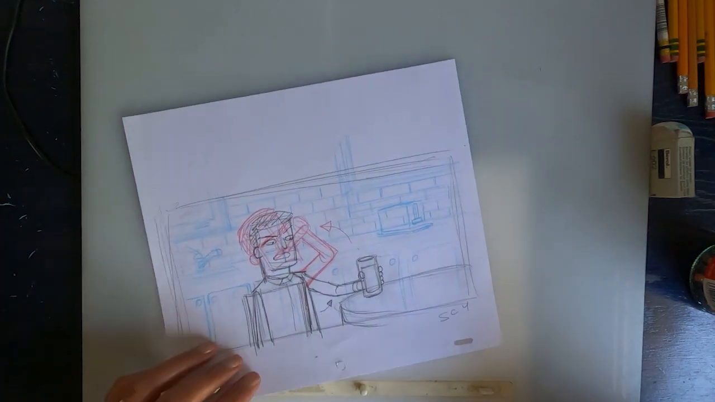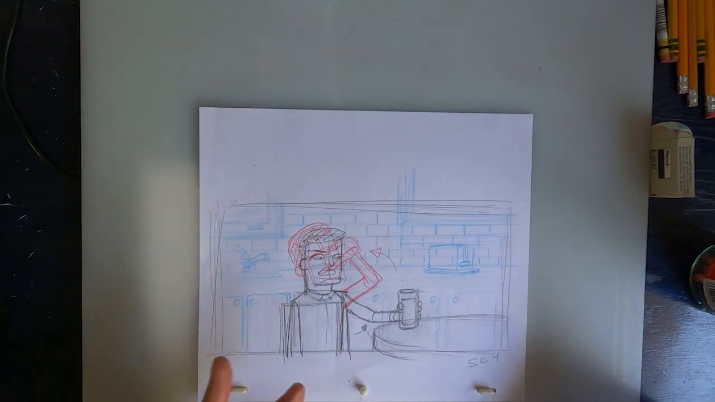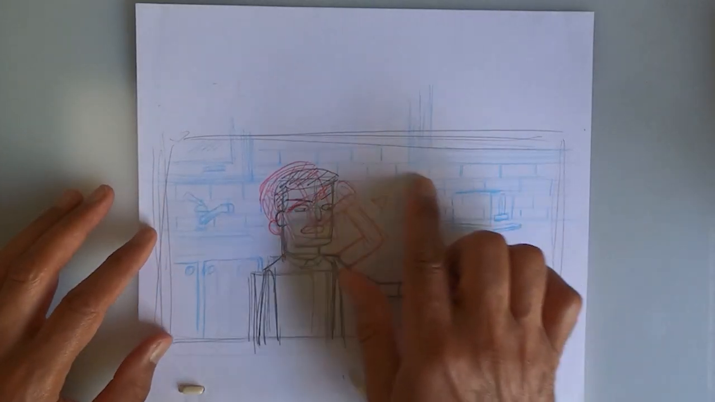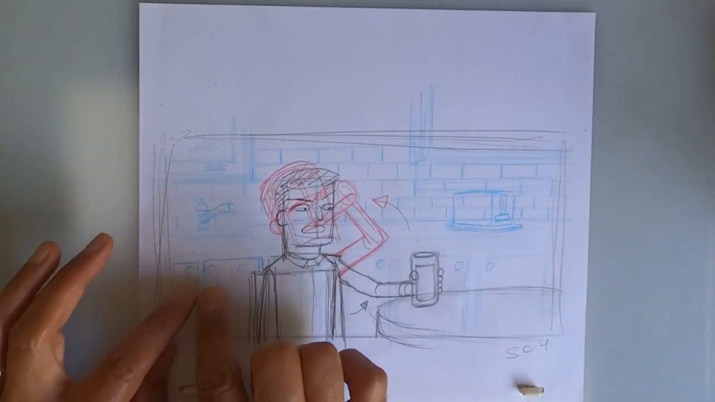When last we left, we had just done the character layouts for this scene 4 of the guy sitting at the table, grabbing a glass of water and drinking it. What I did next was a blue pencil drawing of the background, which is a window, a toaster, a countertop, a sink, cabinets.